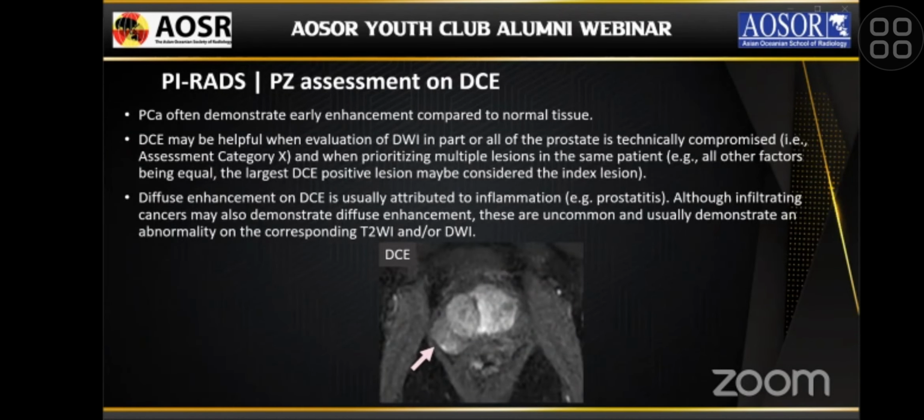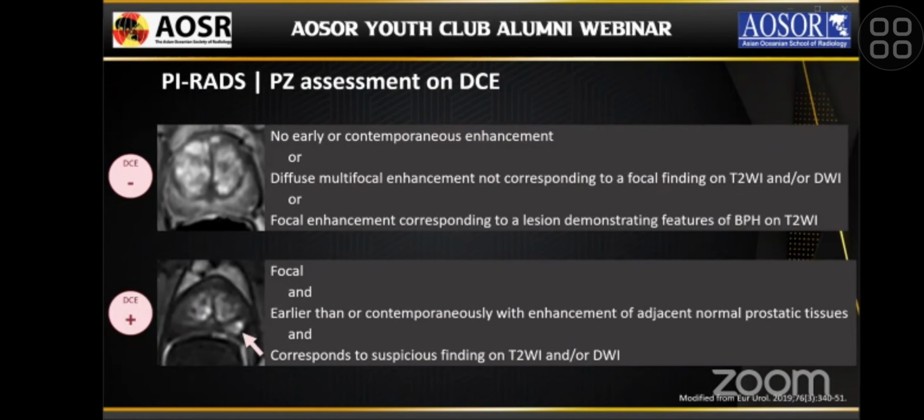Prostate cancer often shows early enhancement compared to normal tissue, and dynamic contrast enhancement (DCE) provides additional information that can be crucial when other sequences are inconclusive. Focal enhancement suggests malignancy, while diffuse enhancement usually indicates inflammation. Here is an example of DCE. Positive DCE indicates focal enhancement earlier than or contemporaneous with enhancement of adjacent normal prostate tissues, corresponding to a finding on T2 and/or diffusion-weighted image.